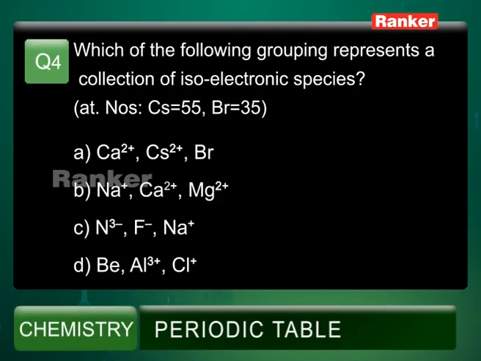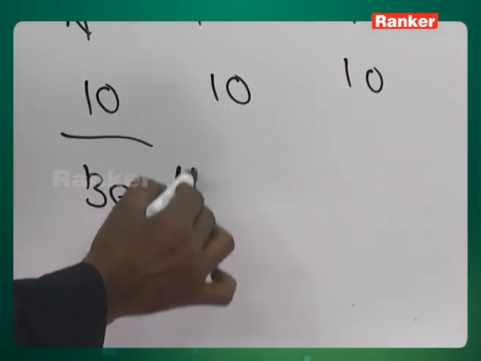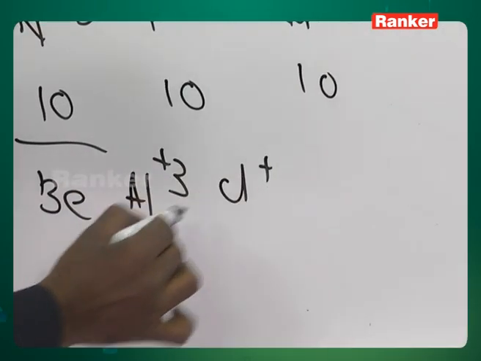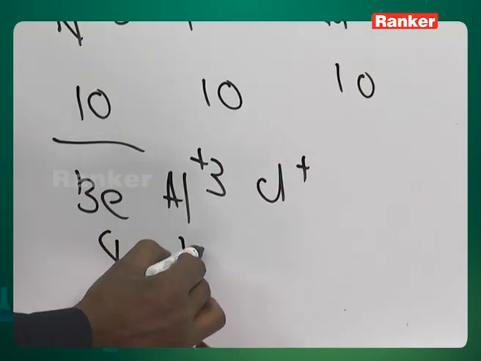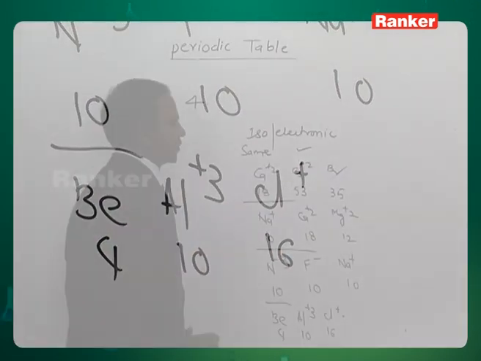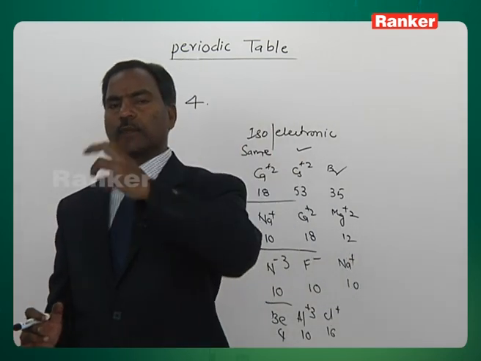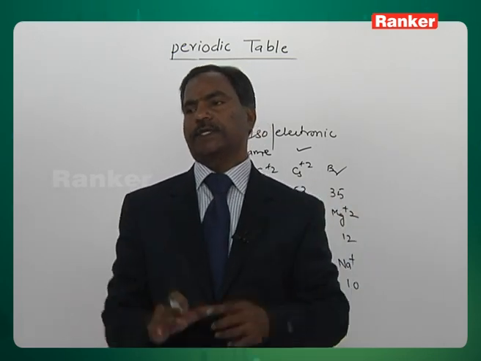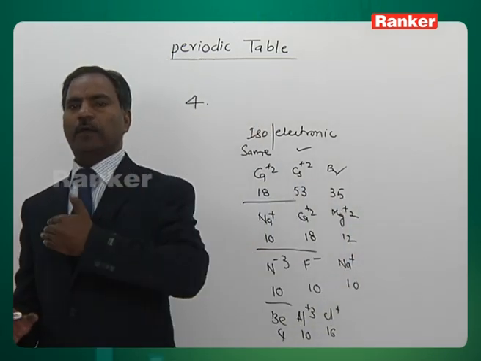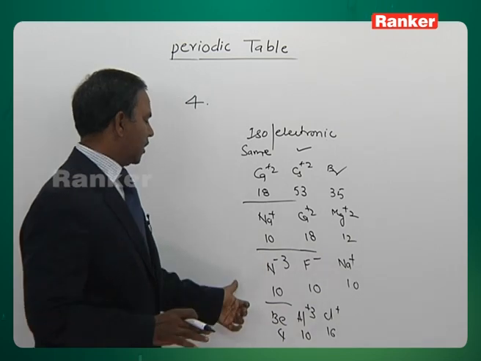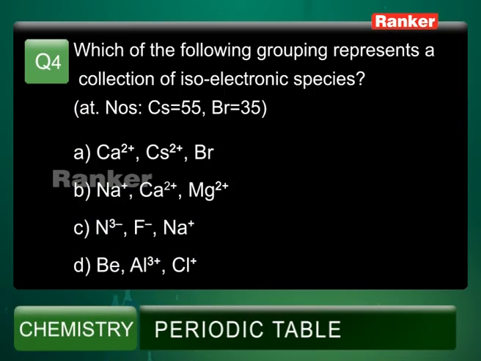Coming to option D, let us also check. It is given as beryllium, aluminum plus 3 and Cl plus. Beryllium has 4 electrons, then 10 electrons, 16 electrons. Isoelectronic species means iso means same, the number of electrons should be the same, their configurations are the same. We have to say which is carrying the same number of electrons. Then here option number 3, question number 4, answer is C.